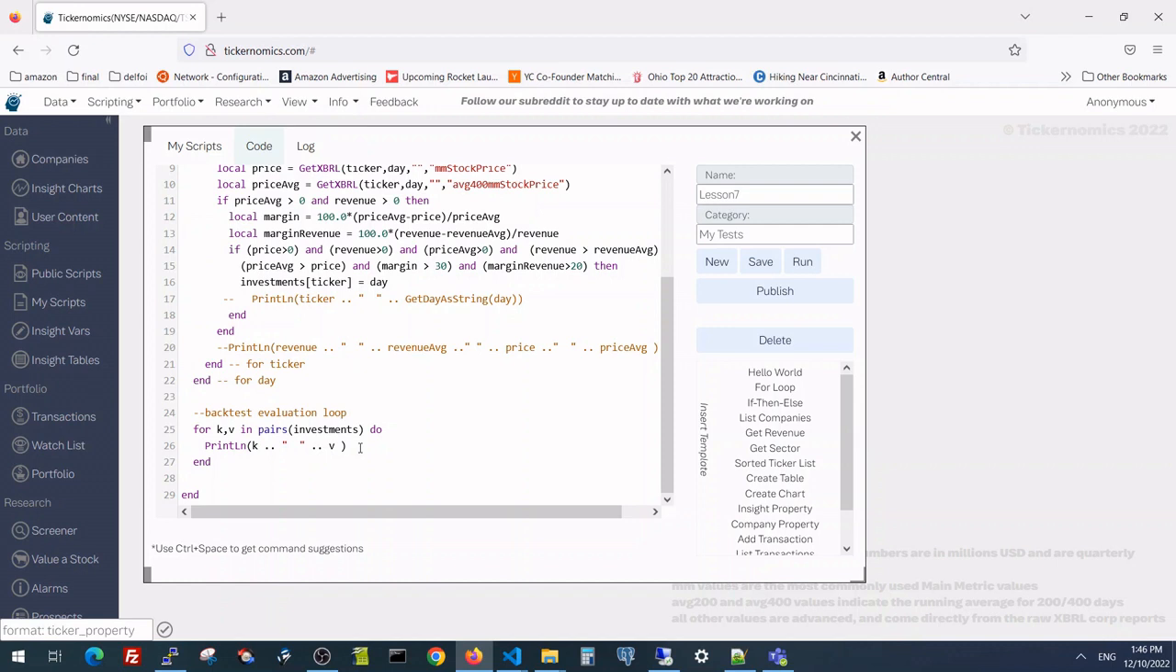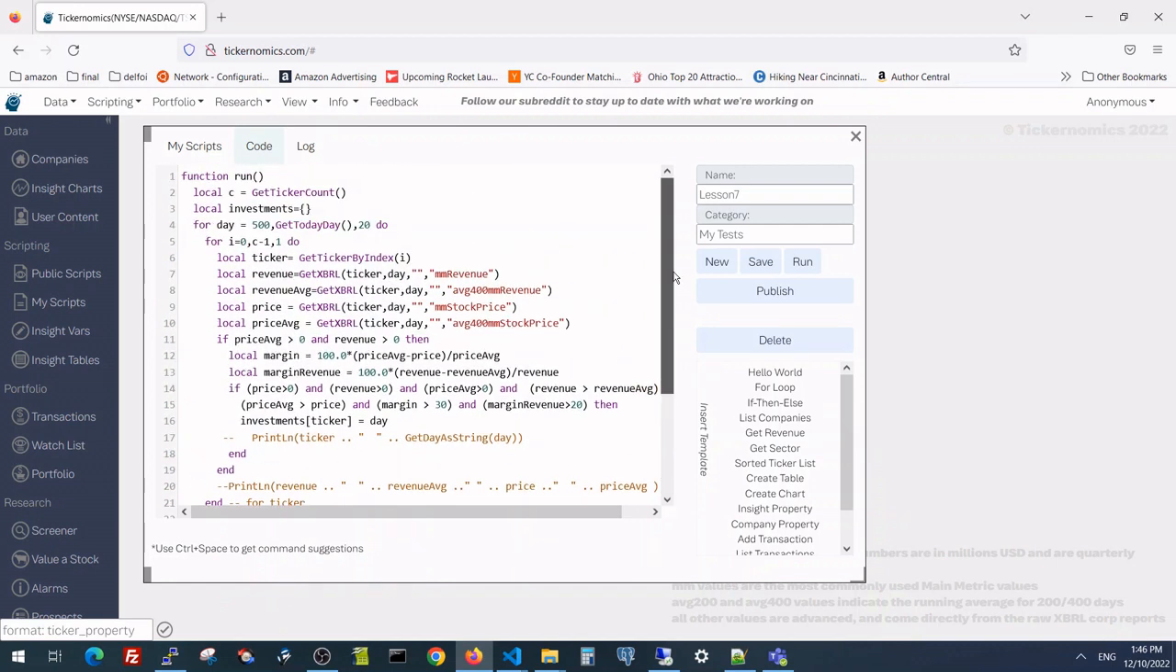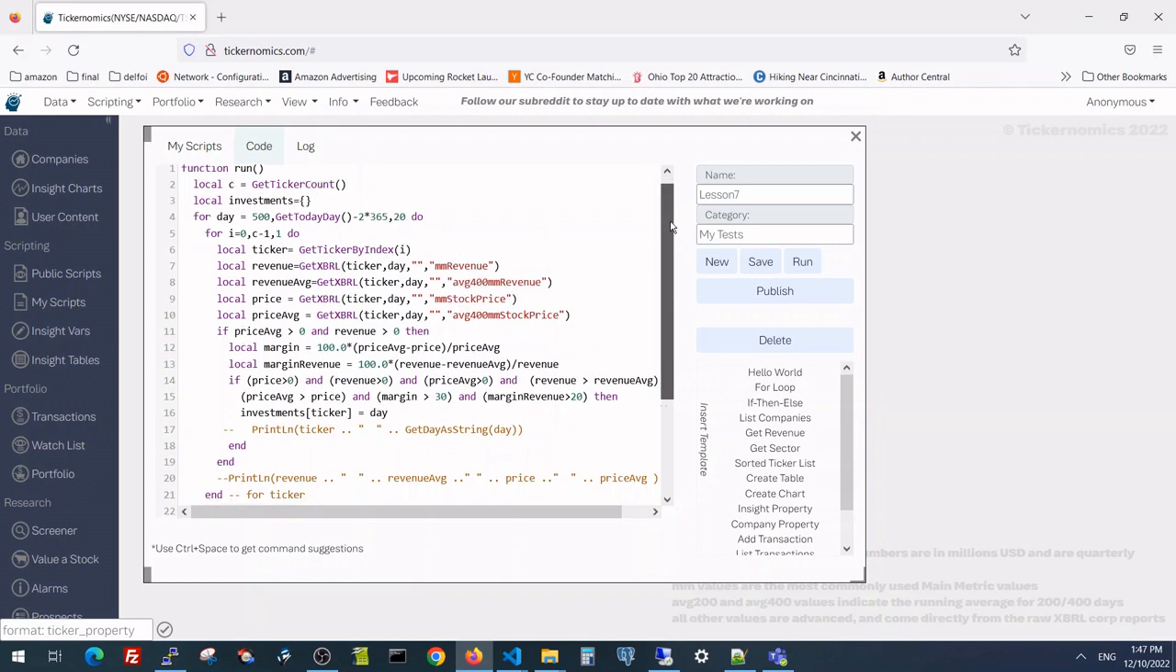So what we need to do now is we also should not run this till today's day. We need to subtract at least 2 years, because we want to evaluate into the future, and for that we need 2 years into the future.